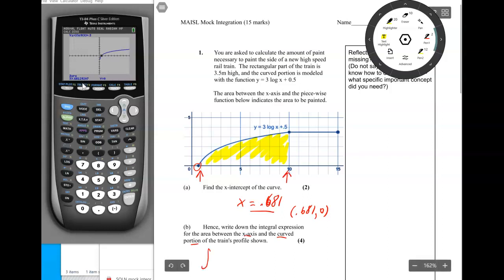So remember, when you write an integral function, here you need to put the limits, here you need to put the function, and then you end the sentence with dx, okay? Because the x-axis is called x. So the left limit you put down here, and that would be 0.681 according to part A. And then the right limit would be 10, because that's where the curved portion ends. And then in the middle, you're going to put the function itself, which is 3 log x plus 0.5. The answer for B already.